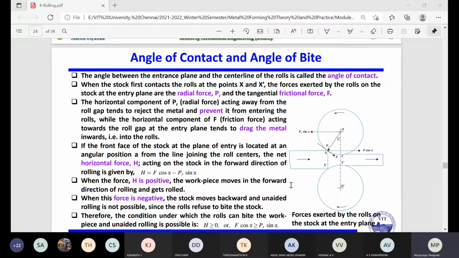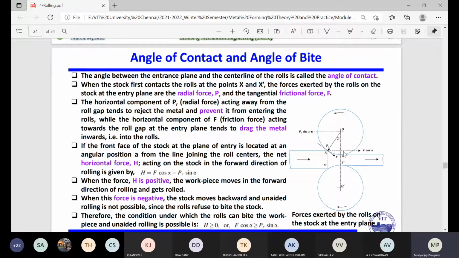Finally we talked about the force, which is Yf bar into width into L, the length of contact. And L we derived as root over R into D, or root over R into (T0 minus Tf). Based on this, we have done 2-3 numericals, right? But we have missed one thing, that is the angle.